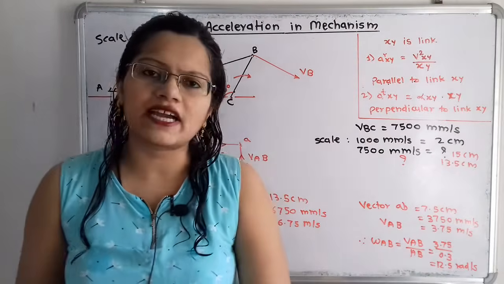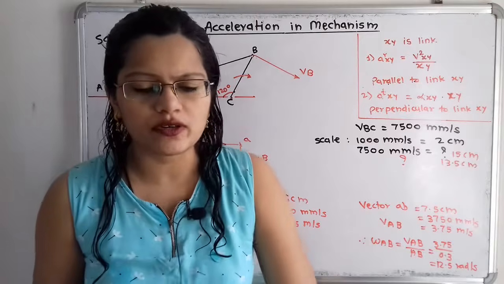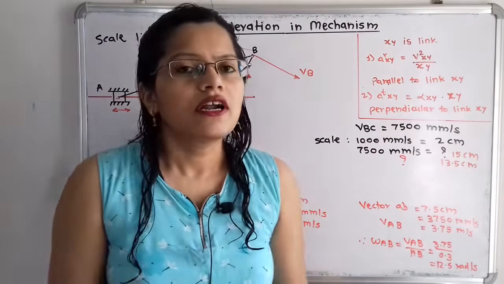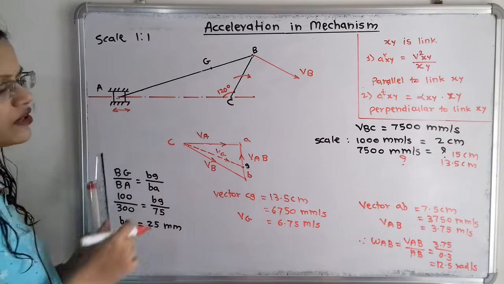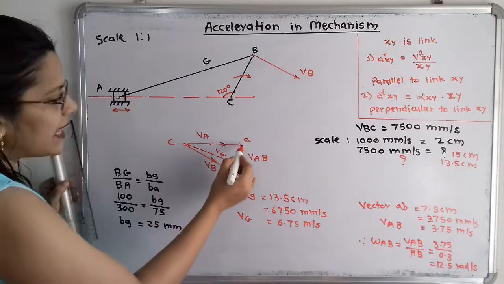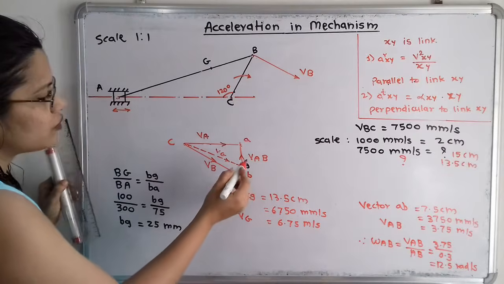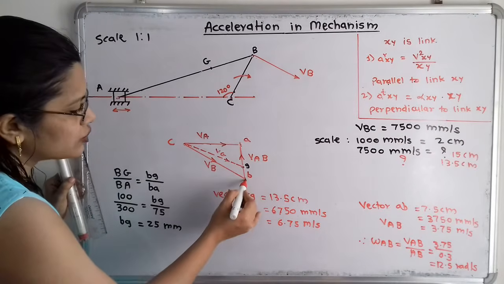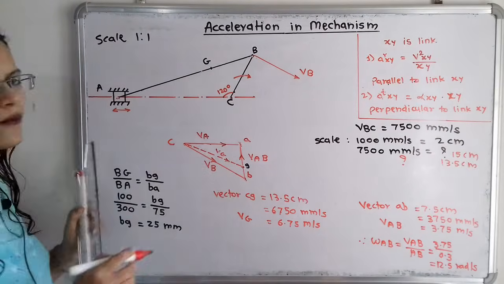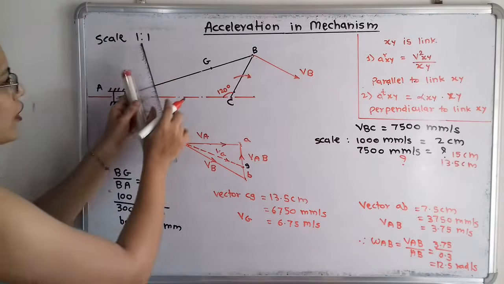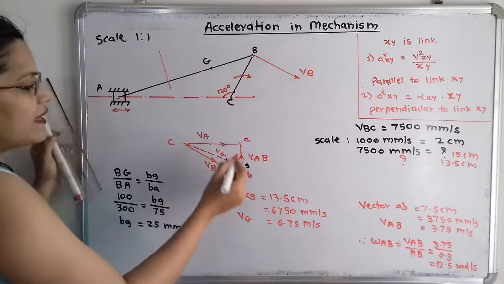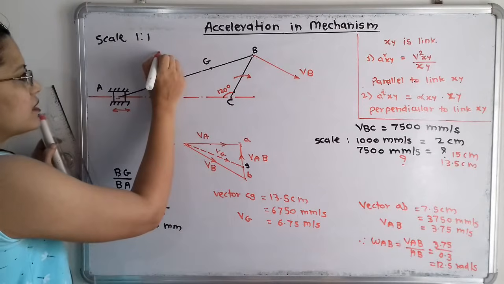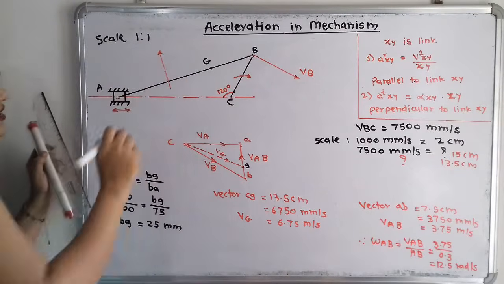Now how to decide the direction? This is an important point. We have to observe this velocity diagram. So here is the direction for this velocity. If we observe, the direction of vector AB is in the upward direction. So I will draw one line perpendicular to this link AB, and I will draw the direction in the upward direction.